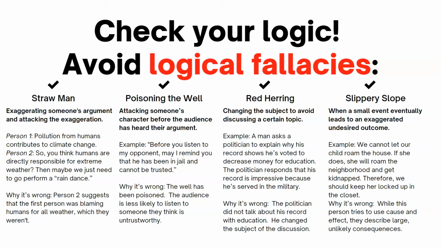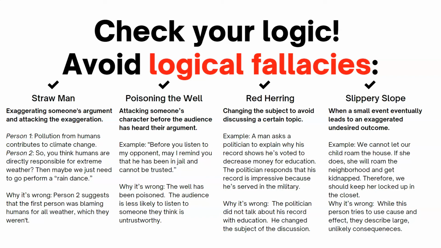A red herring is changing the subject to avoid discussing a certain topic. So a man asks a politician to explain why his record shows he's voted to decrease money for education. The politician responds that his record is impressive because he served in the military. That obviously is avoiding the question entirely and talking about another subject that just makes him seem better. Politicians certainly do this a lot, but you want to directly answer questions or directly respond to the counterclaim.